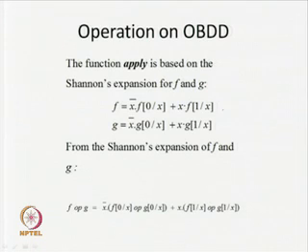This is basically again based on the Shannon expansion only. I have already mentioned that the construction of a BDD depends on the Shannon expansion of a Boolean function. So, the Shannon expansion we know is represented like this: f is a function, so f can be represented as x bar times f where x is replaced by 0, plus x times f where x is replaced by 1. Similarly, for g, x bar times g evaluated by replacing x equal to 0, plus x times g evaluated by replacing x equal to 1.